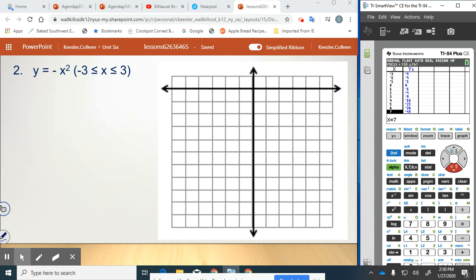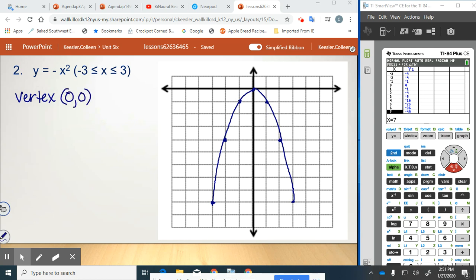So negative 3 is going to be negative 9, which is here. Negative 2 is going to be negative 4. Negative 1 is going to be negative 1, 0, 0, 1, negative 1, 2, negative 4, and 3, negative 9. So now our graph is upside down. It is still a parabola, but it is the opposite direction of the last one. Okay, and again, our vertex is 0, 0.